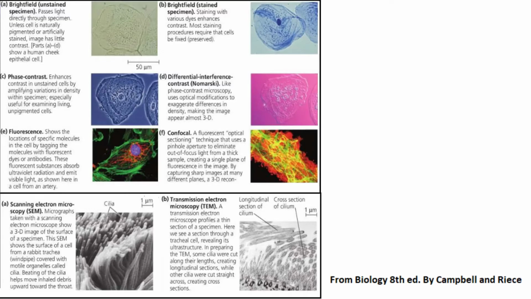The TEM, transmission electron microscopy, profiles a thin section of a specimen. Here we see a section through a tracheal cell, revealing its ultrastructure. In preparing the TEM, some cilia were cut along their length, creating a longitudinal section, while other cilia were cut straight across, creating a cross section.